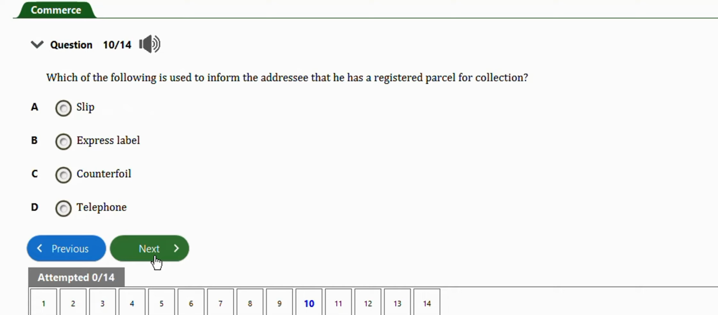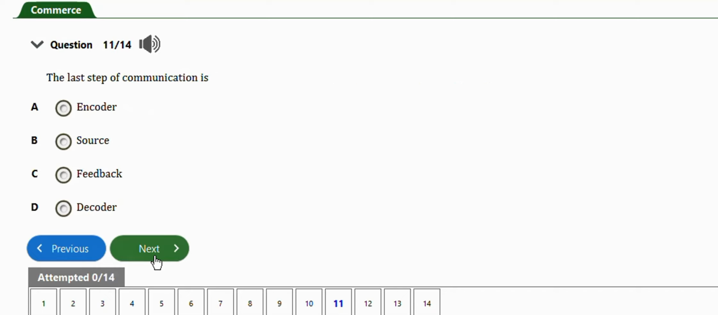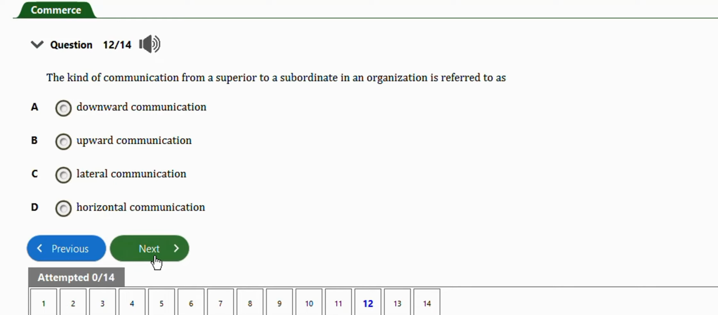Very important. Next question is this one. It says the last step of communication is feedback. Okay, option C, that's the right answer. Next question is this one. It says the kind of communication from a superior to a subordinate in an organization is referred to as we have downward communication, upward communication, lateral communication, horizontal communication. The right answer is option A, which is downward communication.